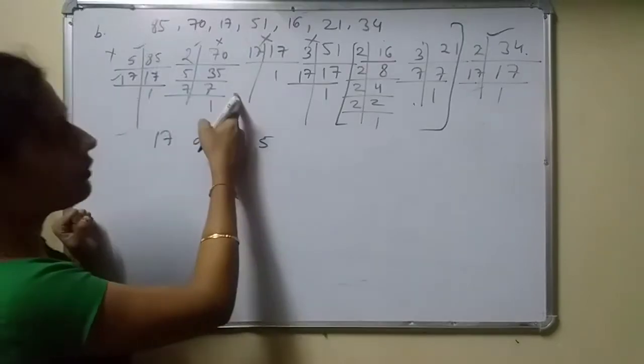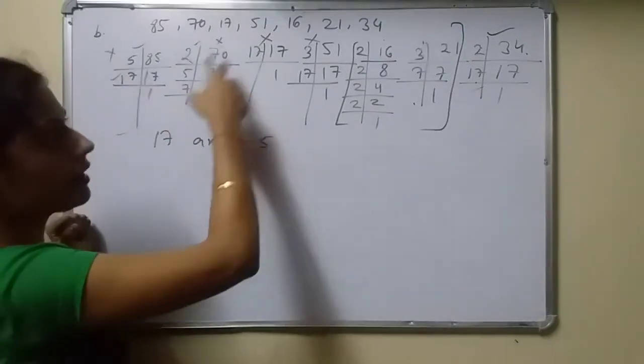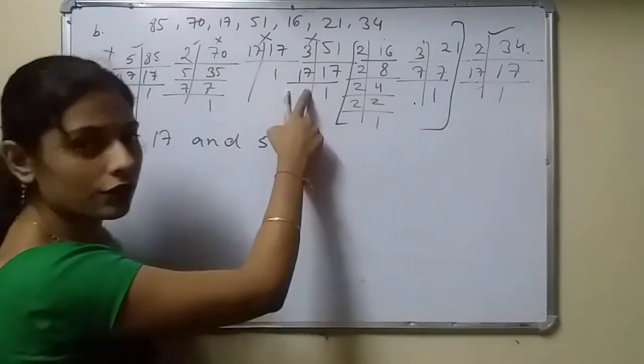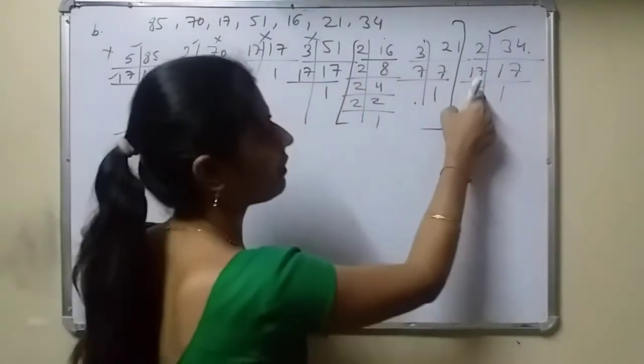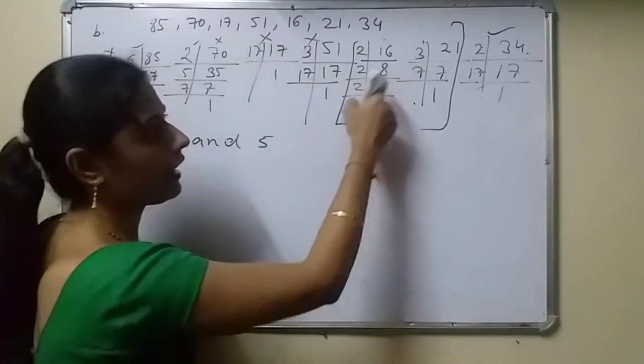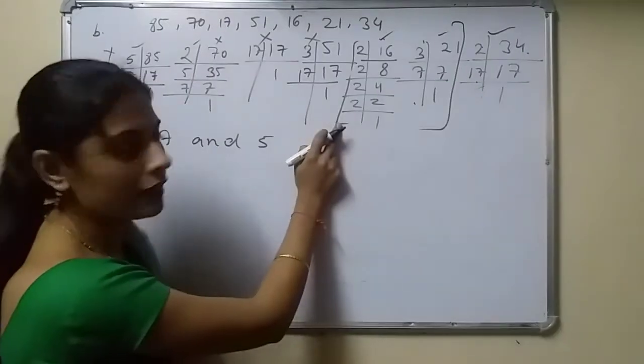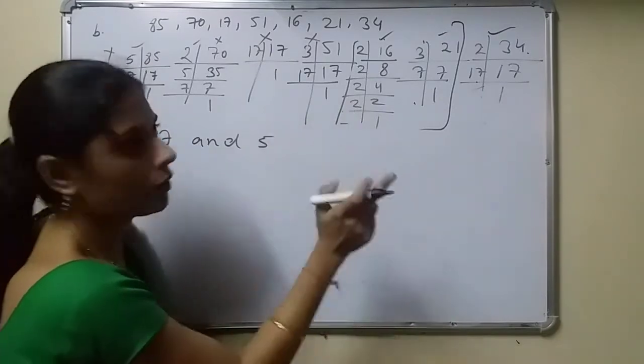Can you find 17 in this? Yes. Can you find 5 and 17 in this? Yes, 5 is here. Can you find 17 in this? Yes, 17 is here. Here also 17 is there. But 17 and 5 are not in both of these numbers. Can you find any 17 here? No. 5 is there? No.